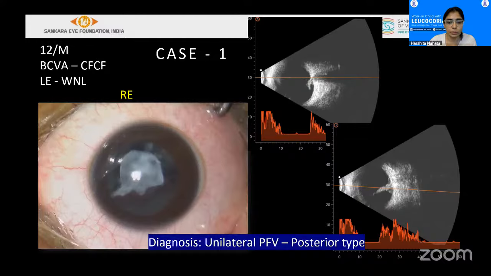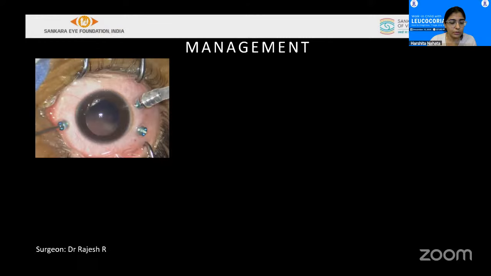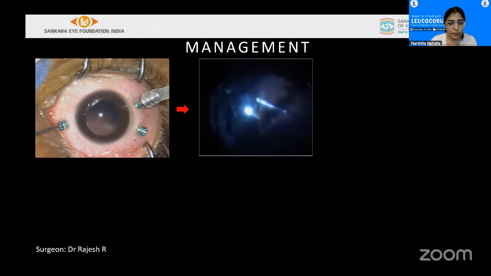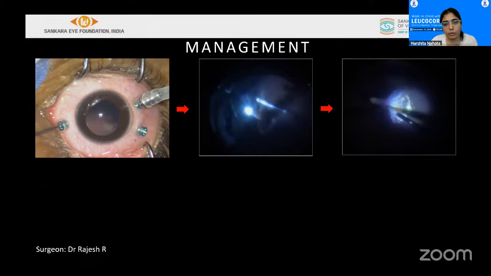Given the fact that it was obscuring the pupillary axis, the patient was taken up for surgery. This is the intraop still, which shows the eye after pars plana lensectomy. After removing the lens and going on to the posterior, placing the BIOM, we can see a fibrovascular stalk arising from the disc with scarring at the base. PVD was induced, and along with that, the PVD was induced up to the stalk.